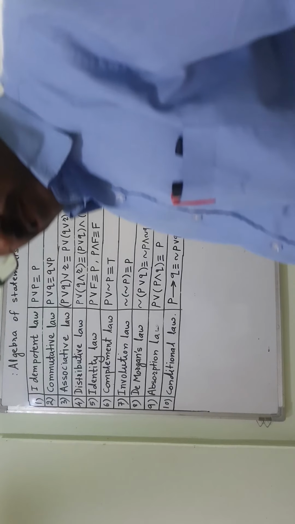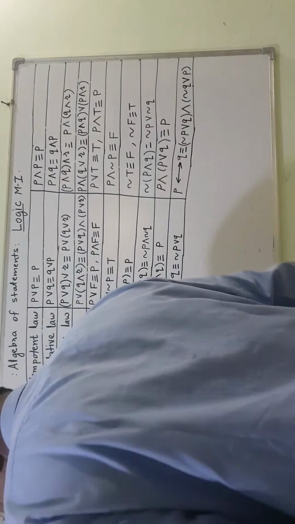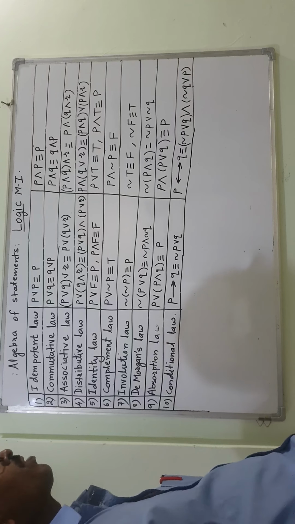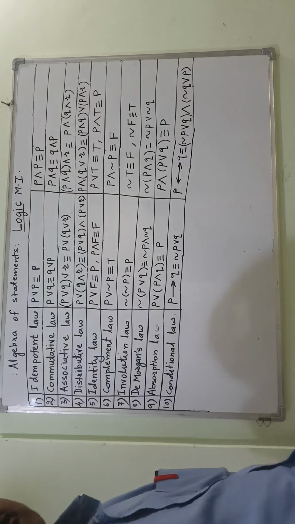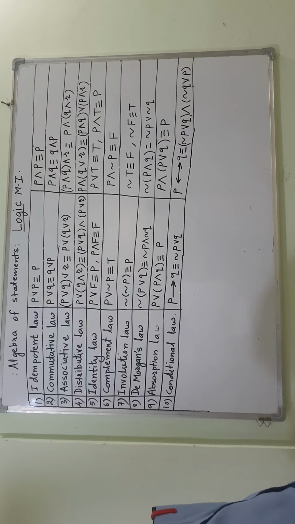Now some laws are there. On the laws also the question may come. Simplify the following logical statement. This is one form of the question, without constructing the truth table. So that question becomes very difficult if we don't know these 10 laws.